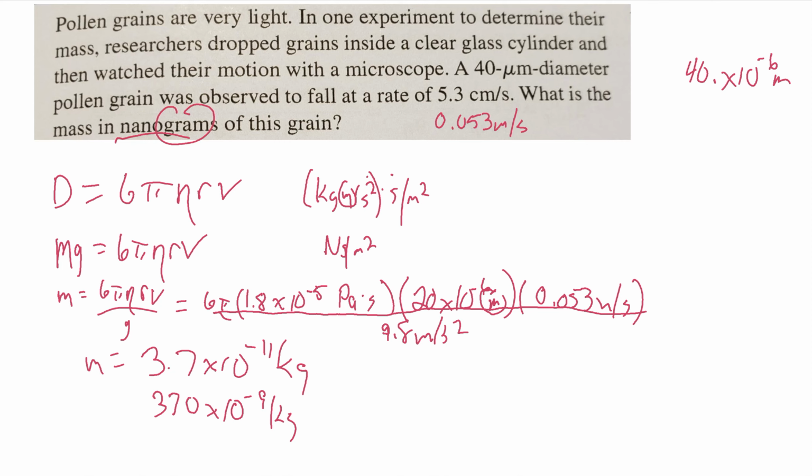Okay, so think of it this way. If we're back here at kilograms, we go 3 decimal places to get to grams, right? So this 10 to the negative 11th would become 10 to the negative what? 8. So we now have 3.7 times 10 to the negative 8th grams.